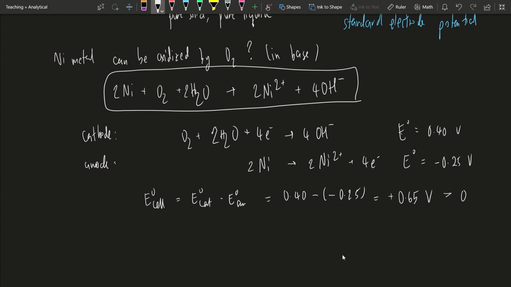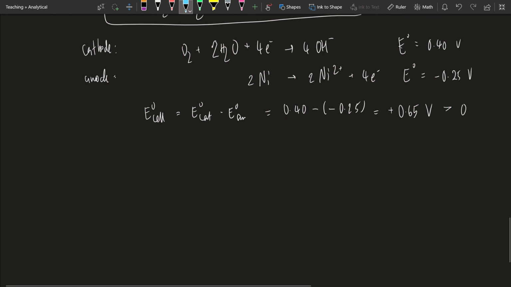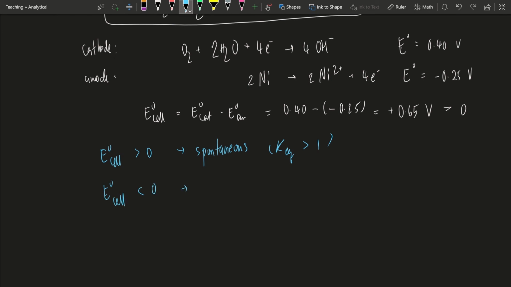So again, I'm going to write the summary here that if the standard cell potential is more than 0, then the reaction is spontaneous. And you may know that the equilibrium constant is going to be more than 1. But if your E cell is less than 0, then this is going to be non-spontaneous, and your chemical equilibrium constant is going to be very low, lower than 1.